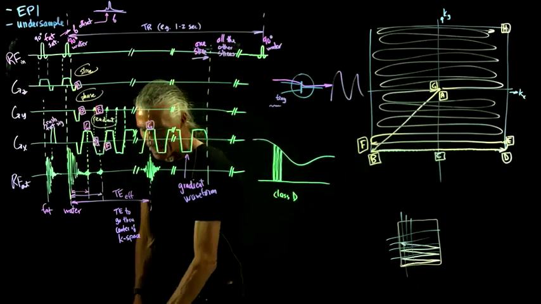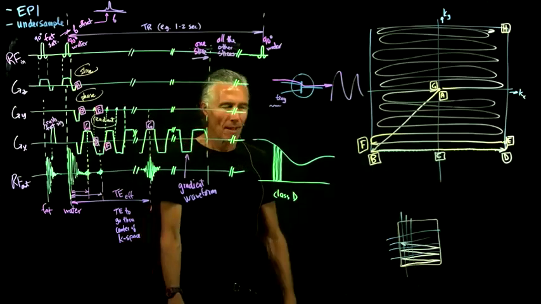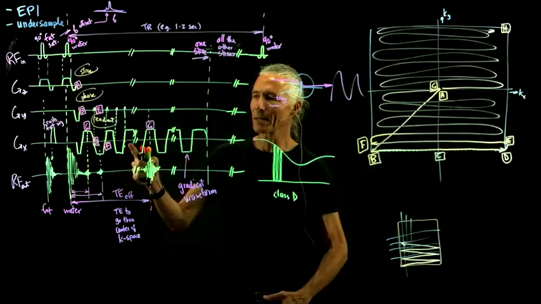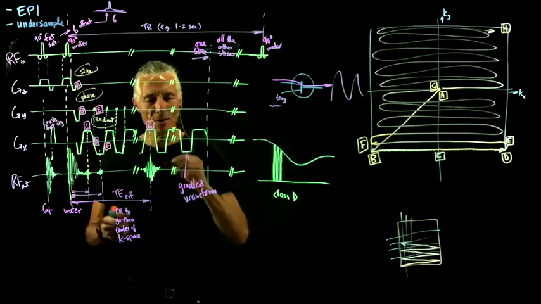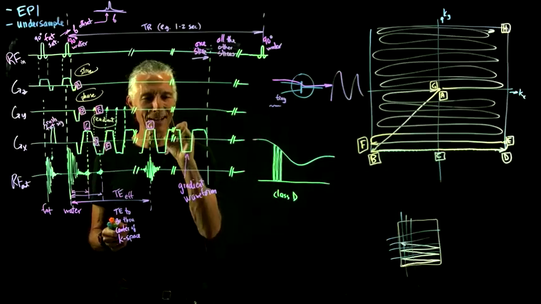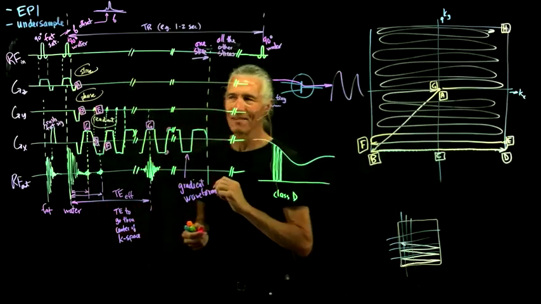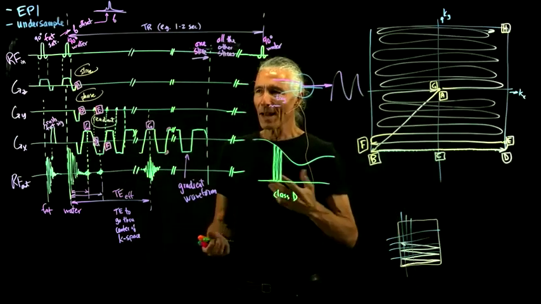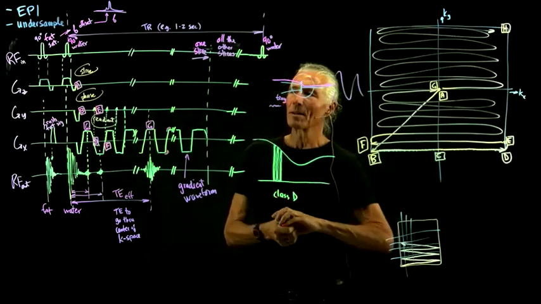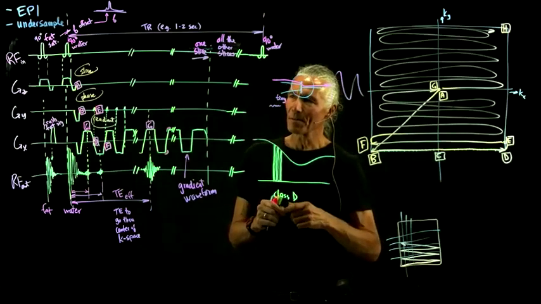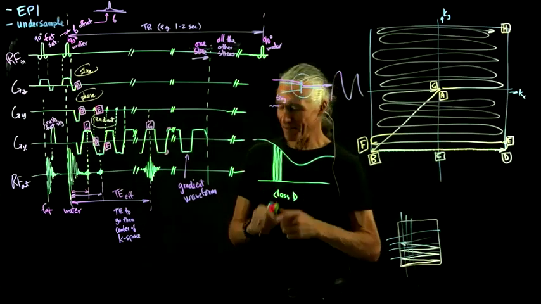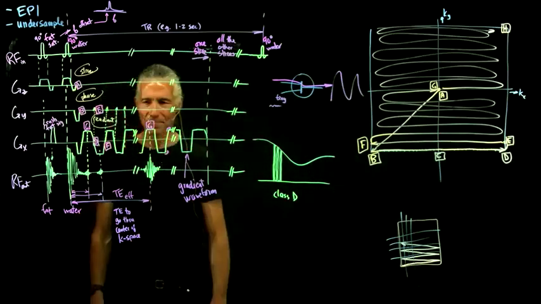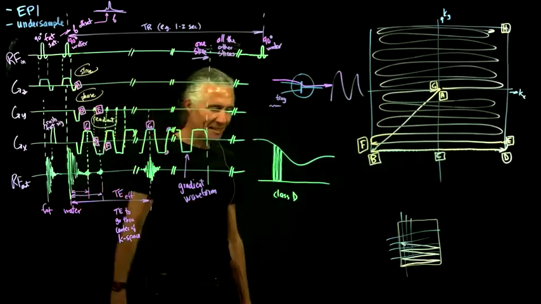And so until that happened, it was hard to get enough power into the gradients to make them change this rapidly. It's particularly hard when you have a little corner like that or like that. That's kind of hard on the gradients. So when these amplifiers became more readily available, about 15 years ago, then everybody and their uncle started doing echo-planar imaging. Okay, so that's EPI.